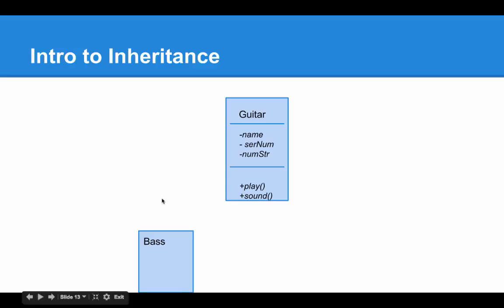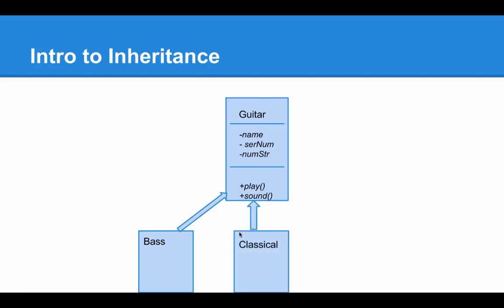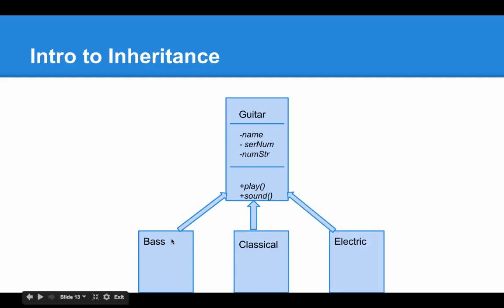So the idea here is that, well, we can create a class called bass, which will represent a bass guitar. In that case, this class bass guitar will inherit all of the attributes and functions, methods, or behaviors of the guitar. And the same thing we can do with a classical guitar, same thing with electric guitar. Because as you can see, all of this bass, classical, and electric guitar have a lot of things in common with a guitar. The idea of just a guitar, right?